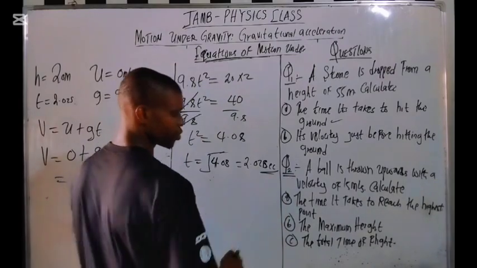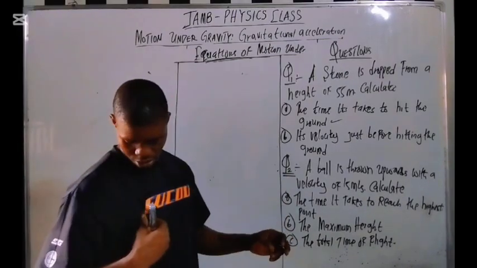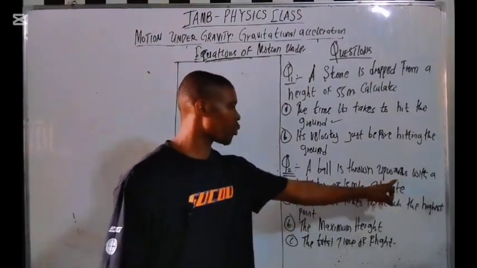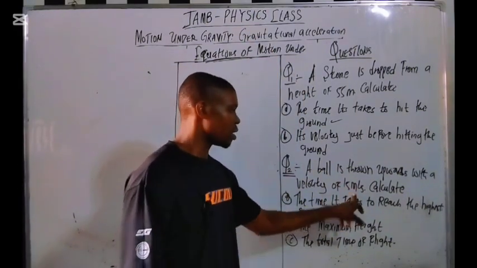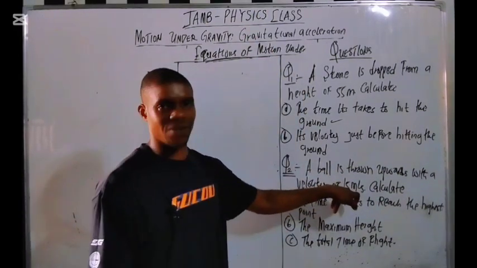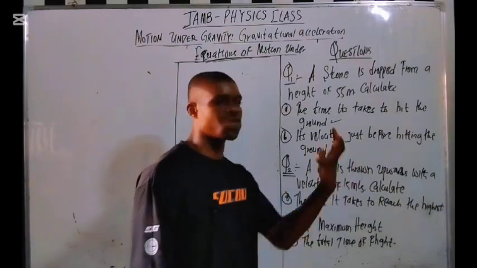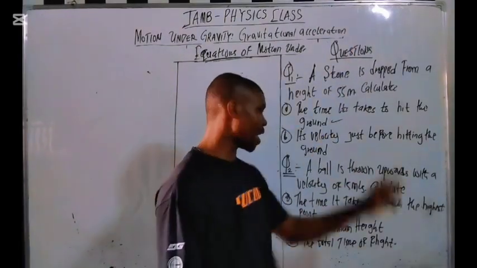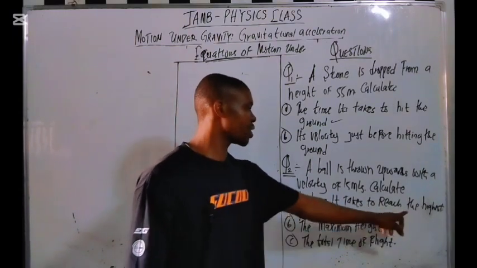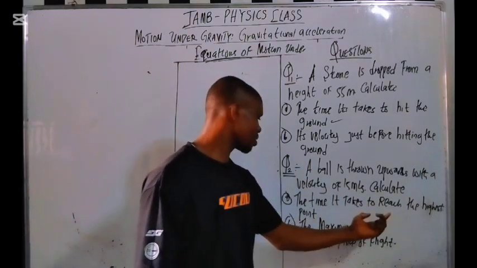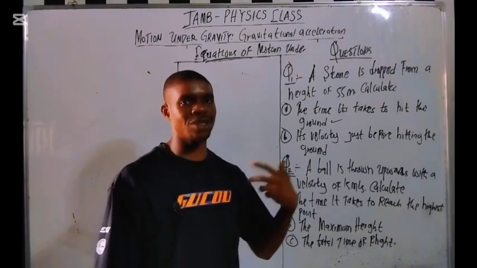So let me talk about question 2. A ball is thrown upward with a velocity. This is the initial velocity here, right? So when a ball is thrown upward, it's thrown with initial velocity, right? 50 meters per second. Calculate the time it takes to reach the highest point.